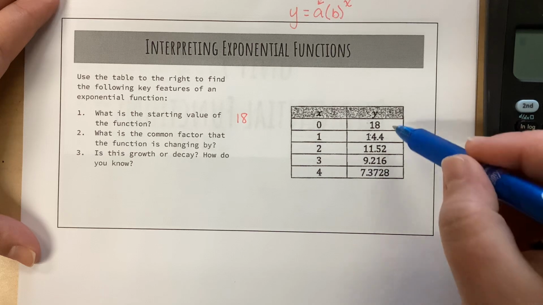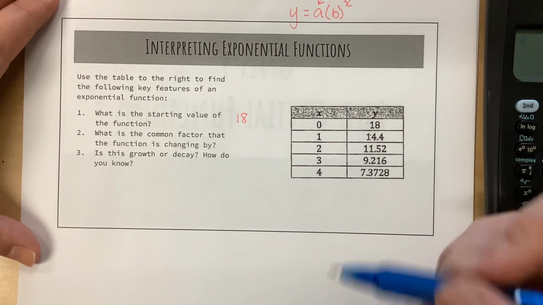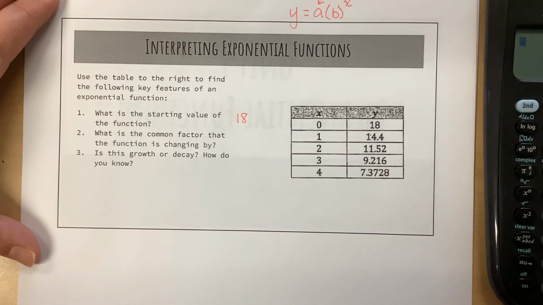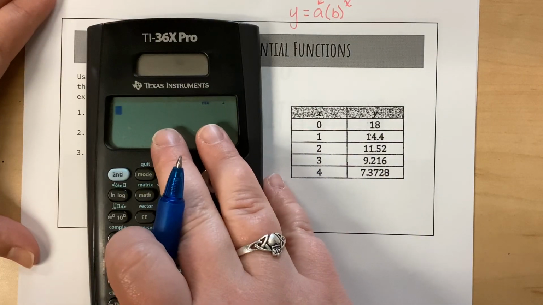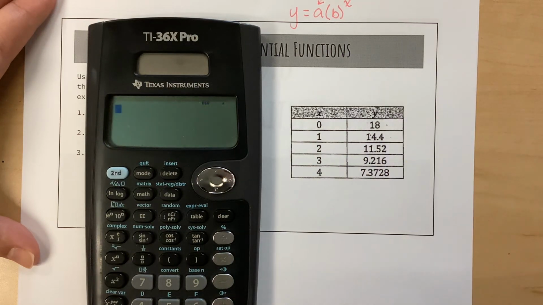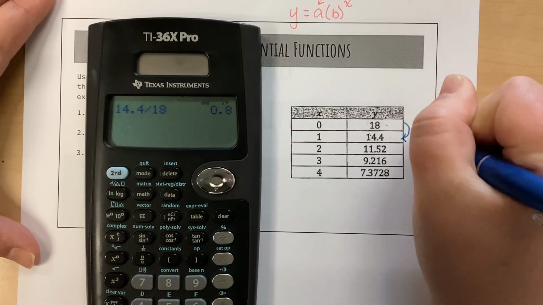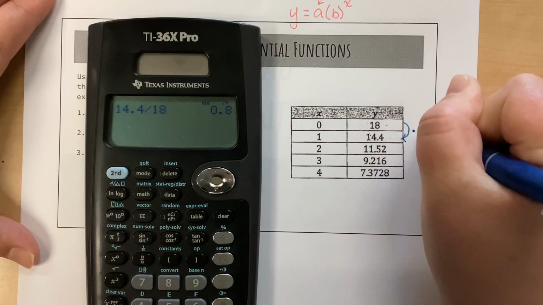I know that I'm going to multiply 18 by something to get to 14.4. So all I'm going to do is do the opposite of multiplication to figure out what that number is. Now the opposite of multiplication is division. So I'm going to take the second number and divide it by the first. So 14.4 divided by 18 is 0.8. That means to go from 18 to 14.4, we multiplied by 0.8.